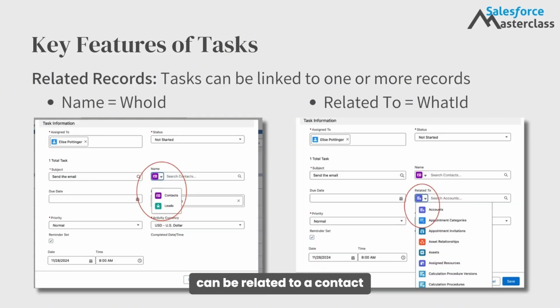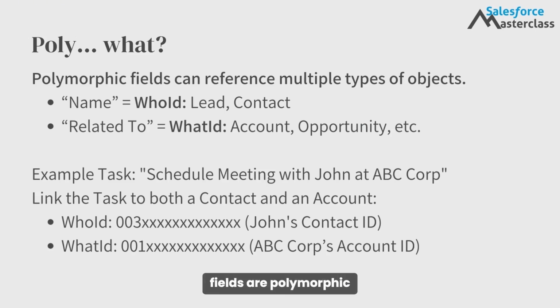Tasks can be related to a contact or lead in the name field, and most other objects in the related to field. The name and related to fields are polymorphic, which are special fields that can reference multiple types of objects. While name is a field label that is visible in the user interface, its API name is whoID. The second field, related to, is the field label with the API name of whatID.